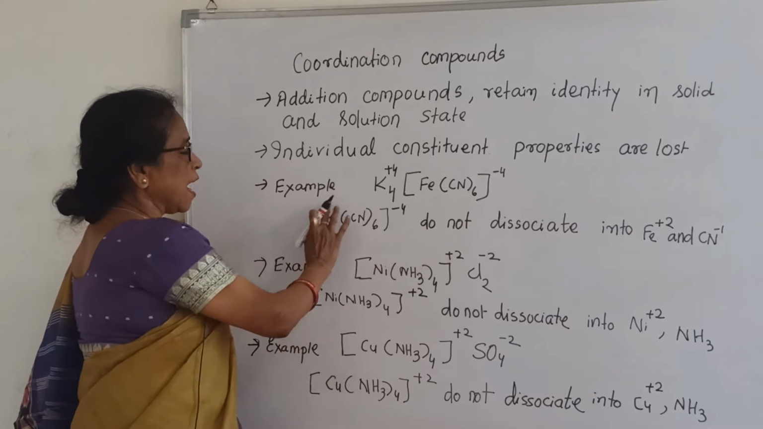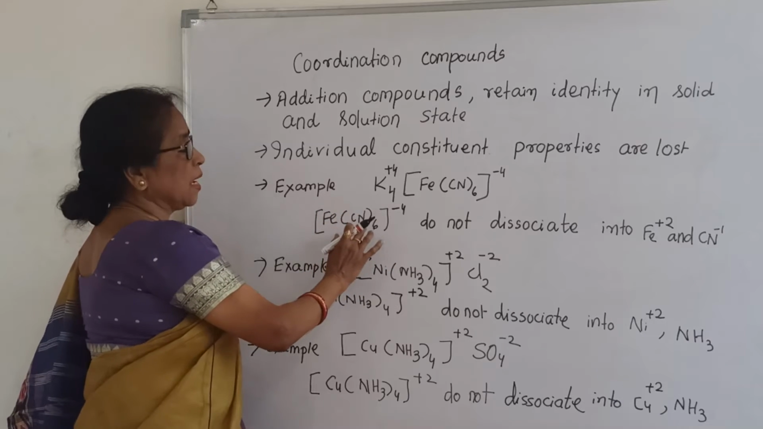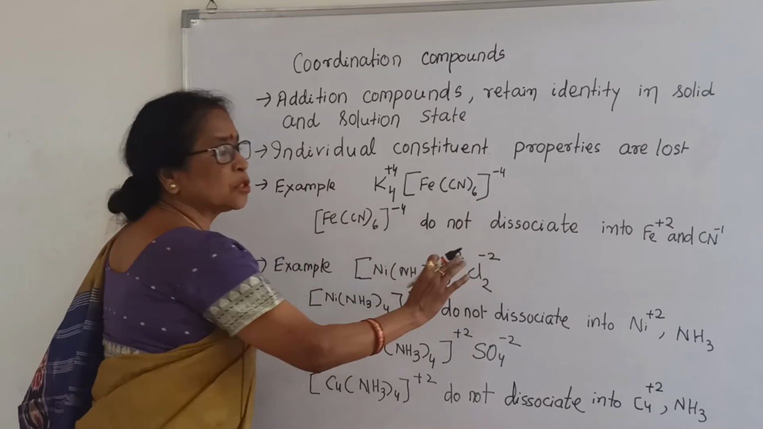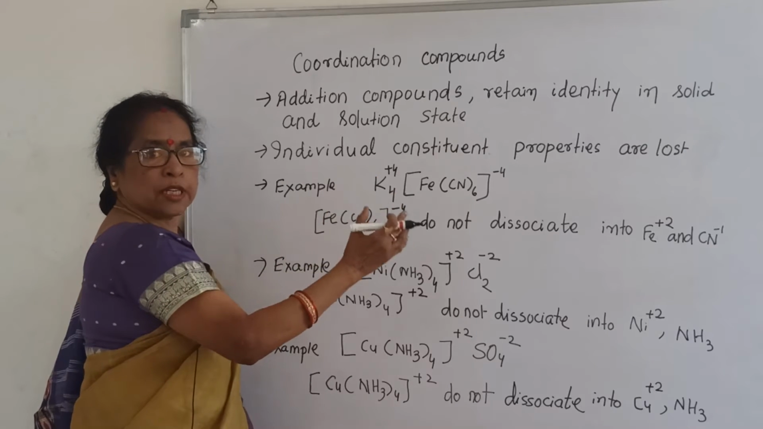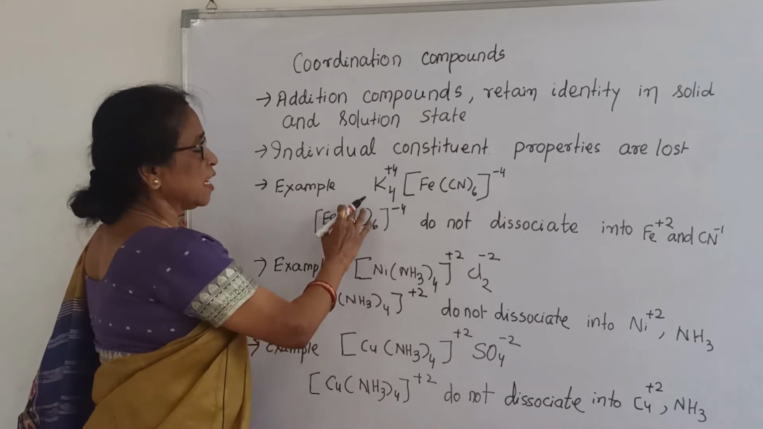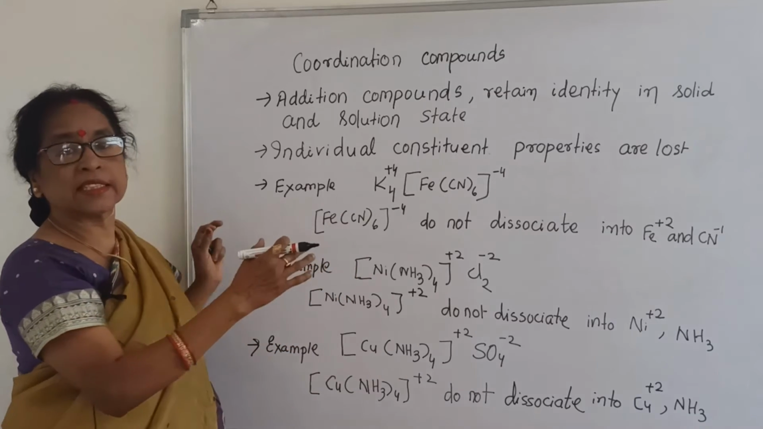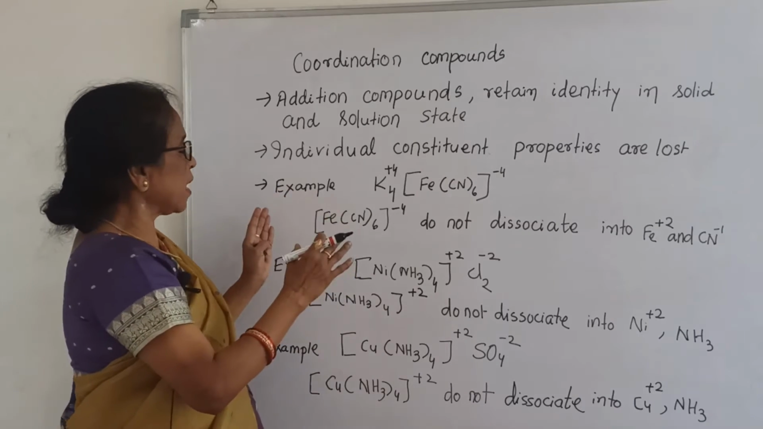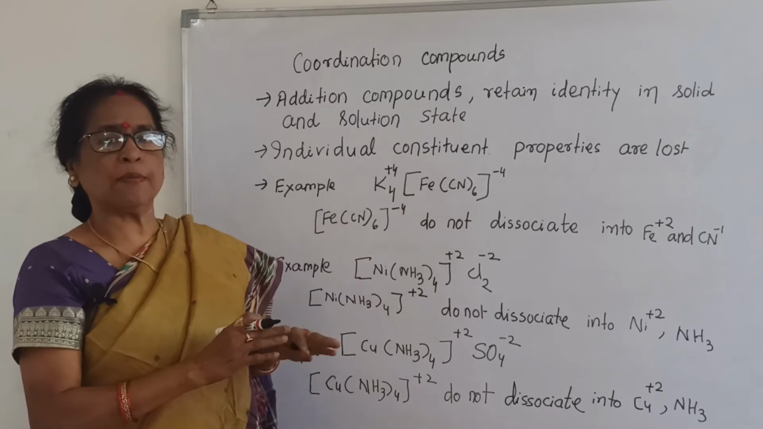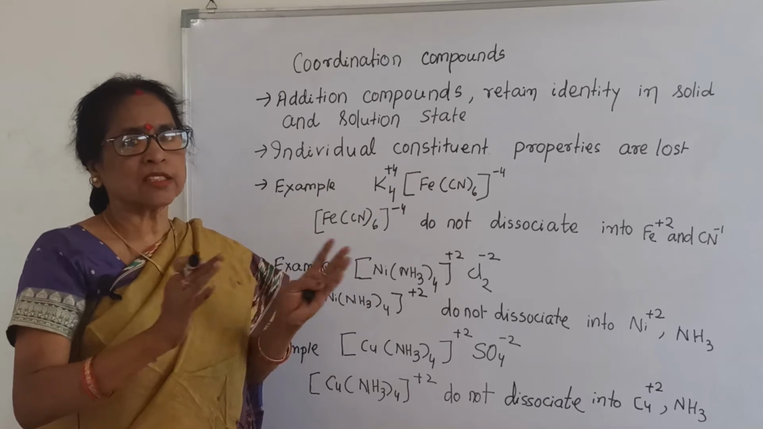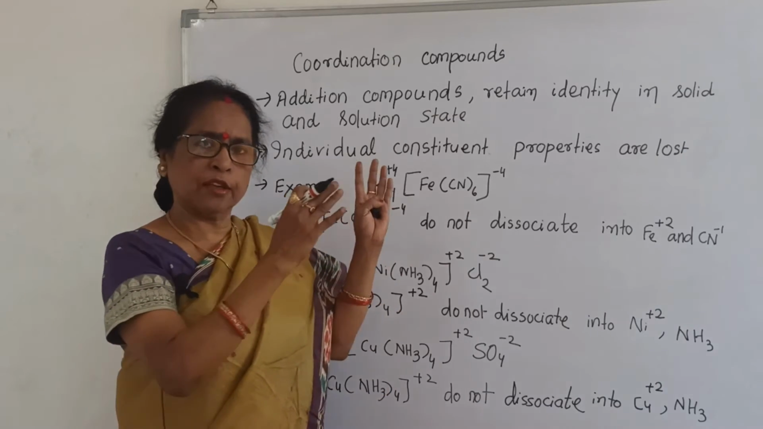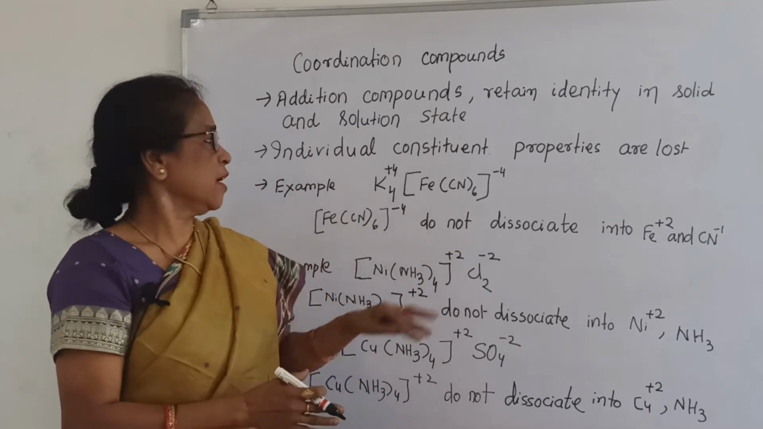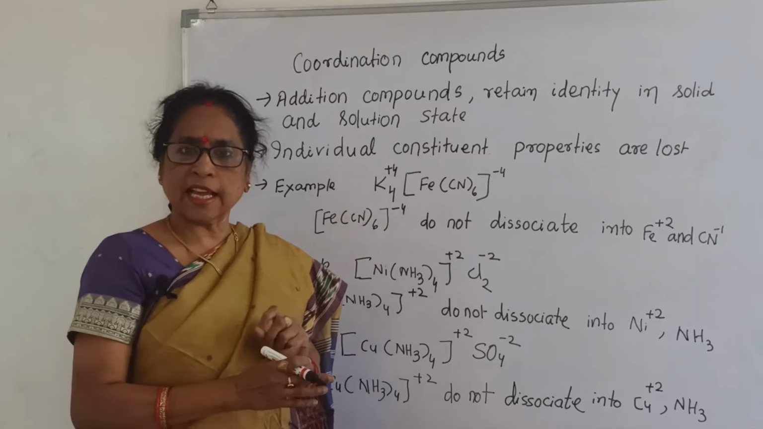Minus 4, and this complex anion does not dissociate into Fe plus 2, which has the character and properties of a basic radical, and CN minus, that is an acid radical. That means what is inside the square bracket is called a complex ion, and complex ions are of two types, either positive or negative. Now in this example it is negative.